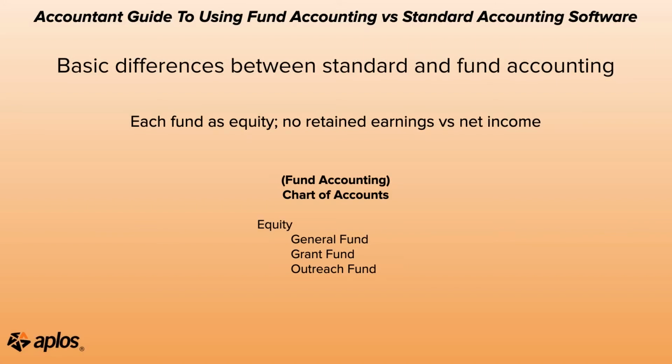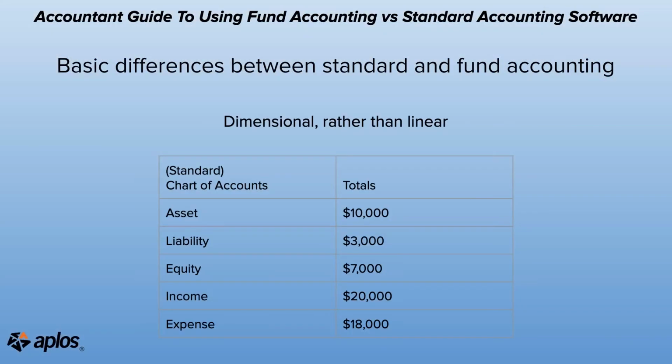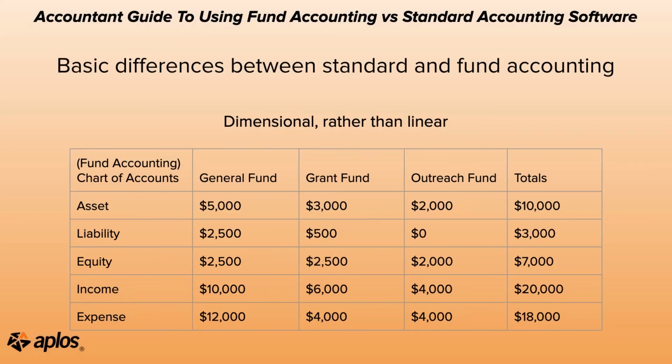And then the last difference here is it's dimensional rather than linear. So when you're talking about your chart of accounts, what a lot of people will do is they'll build detail into the linear or the vertical chart of accounts. So you need more detail, add more accounts. You want to track something unique in the income and the expense, add more accounts. But what fund accounting allows you to do is add dimension like this into your chart of accounts so that you don't necessarily have to create more accounts to capture the same level of detail. So let's go through an example.